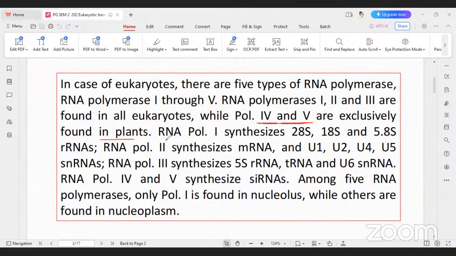The first, RNA polymerase 1, is involved in the synthesis of rRNAs, ribosomal RNAs. In ribosomal RNAs, there are 28S, 18S, and 5.8S. RNA polymerase 2 synthesizes mRNA, that means messenger RNA. Apart from messenger RNA, it is also involved in snRNAs, spliceosomal RNAs: U1, U2, U4, U5. And last, RNA polymerase 3 synthesizes 5S rRNA.